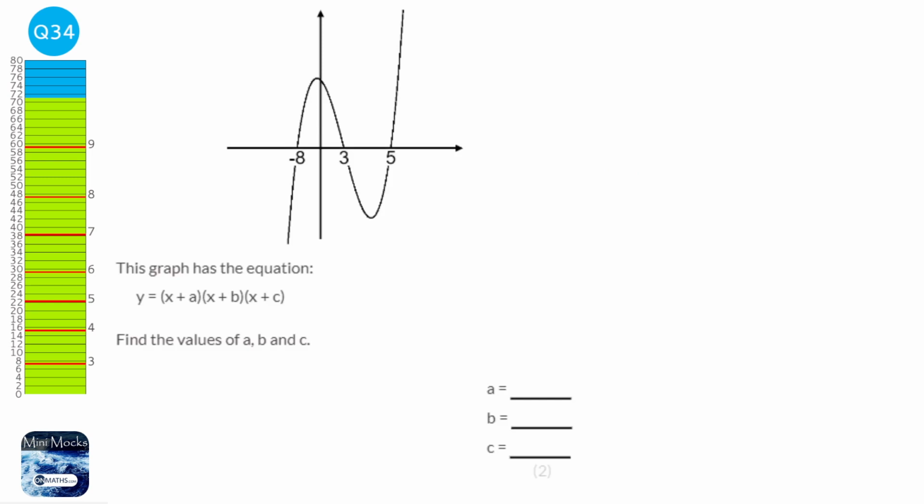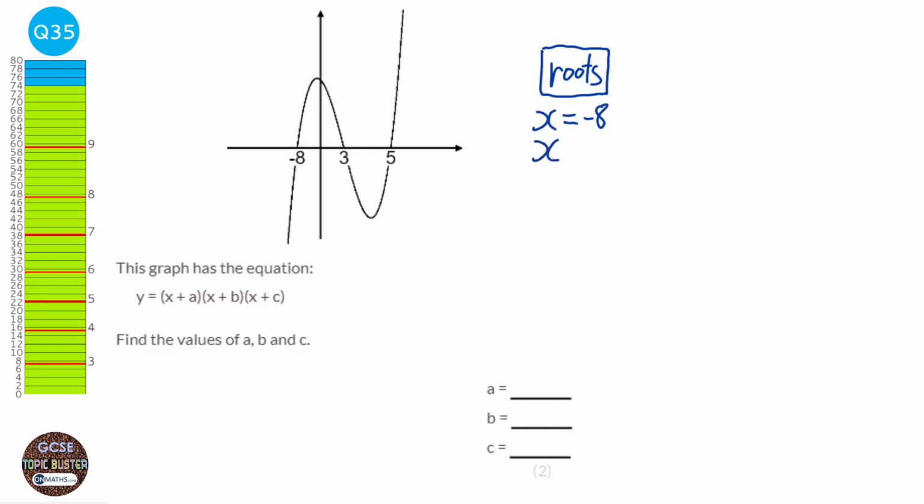So the first thing to do is we want to find the roots from the sketch that we've got. And the roots are just where the graph crosses the x-axis. So we can see it crosses it here at minus 8. Crosses it here at 3. Crosses it here at 5.